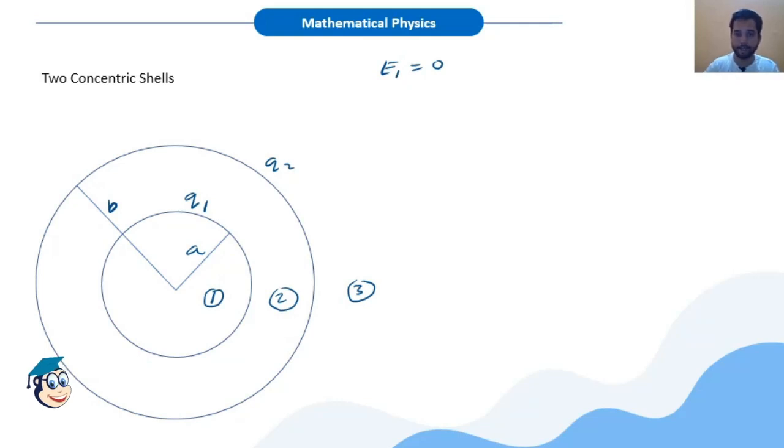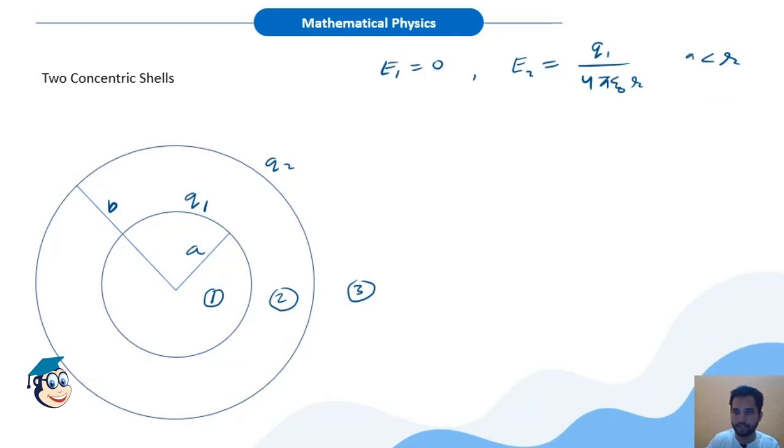Okay, and for region 2, electric field E2 will become equal to Q1 divided by 4 pi epsilon naught r squared, where r is in between a and b. Okay, so this is also very easy. You can draw a Gaussian surface in this region, and the charge enclosed in this region would become equal to Q1 only, and you can integrate and solve that part.